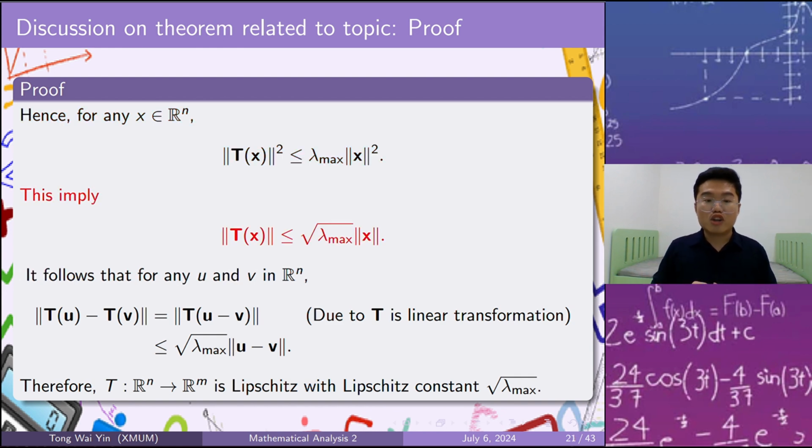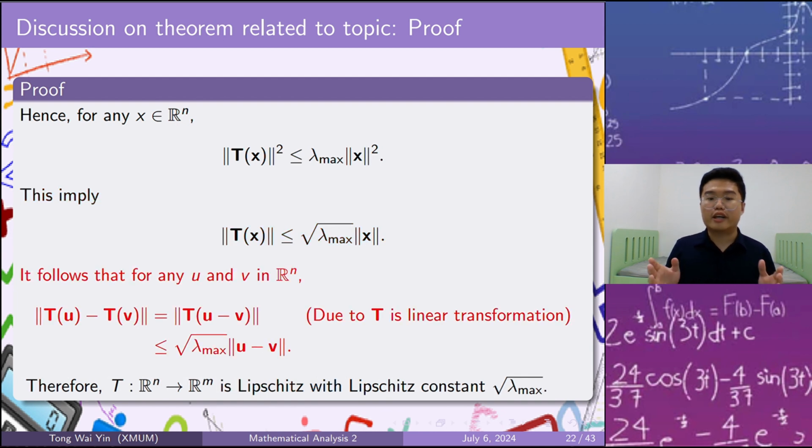This implies the norm of the linear transformation of x is less than or equal to the square root of lambda max multiplied by the norm of x. It follows that for any vectors u and v in n-dimensional real space, the norm of T(u) minus T(v), which is equal to the norm of T(u minus v), will be smaller than or equal to the square root of lambda max multiplied by the norm of u minus v. The first equality here is because T is a linear transformation.